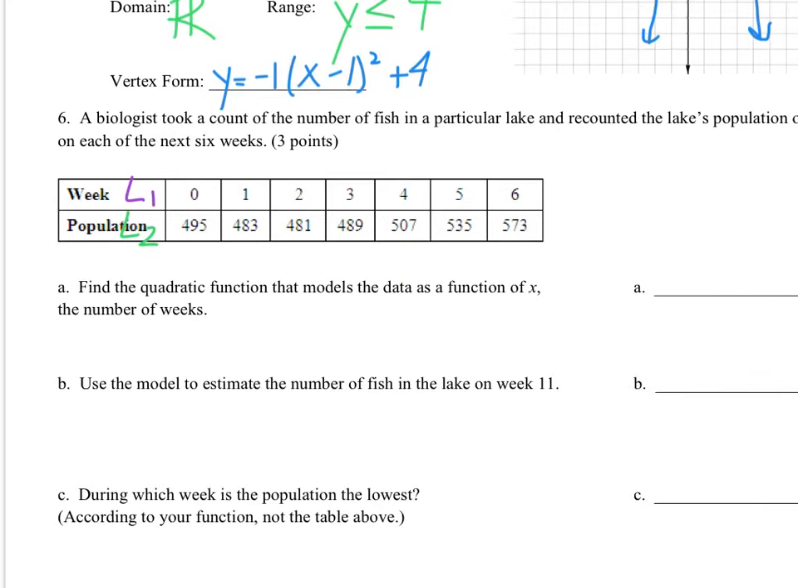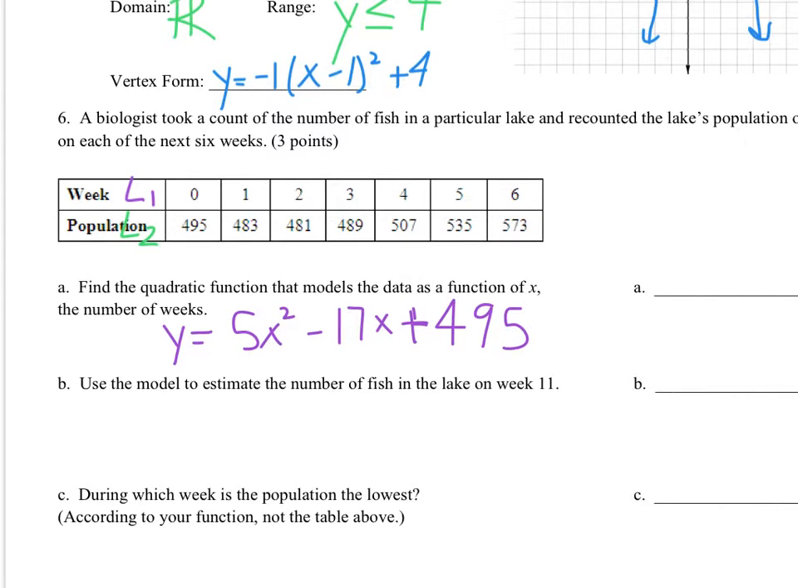Once you have that finished, then you can go to Stat and Calculate in order to do this next part, finding the quadratic function that models the data as a function of x, the number of weeks. And you run that quadratic regression. And if I remember right, this one actually turns out to be nice values. You should be getting a 5 for A, negative 17 for B, and 495, just being kind of messy there, 495 for C. So no rounding there.